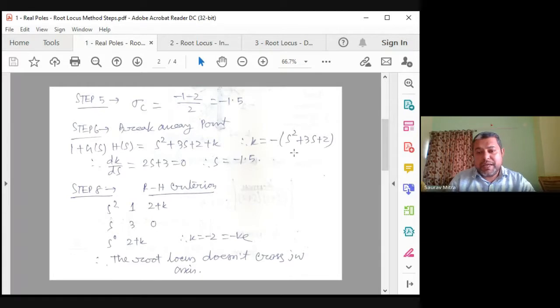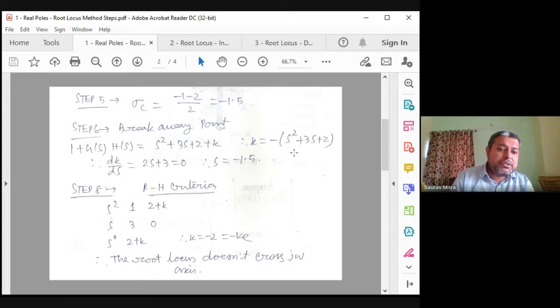Differentiate K with respect to S. So find dK/dS is equal to 0. From there, you are finding 2S plus 3 is equal to 0, so S is equal to minus 1.5. So up to the 6th step, what we have found out is the centroid angle, the centroid position, the breakaway point, and the real axis root locus. All these things are sufficient to find out the whole root locus plot.